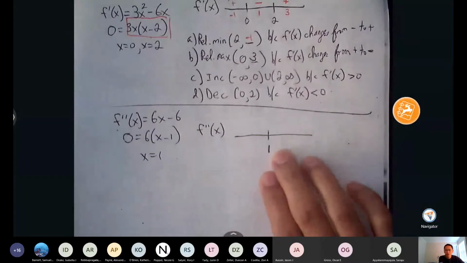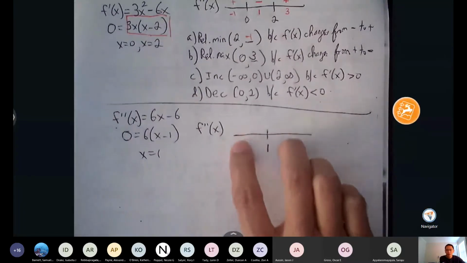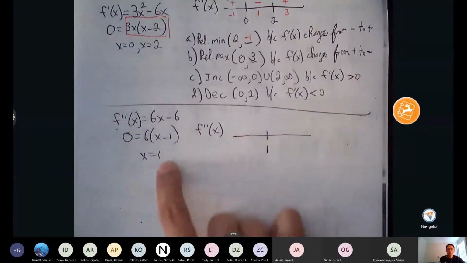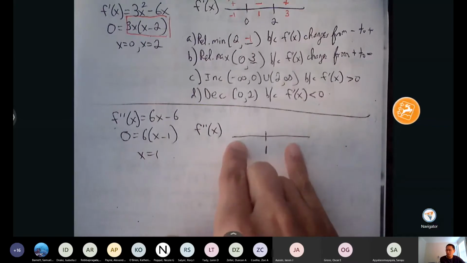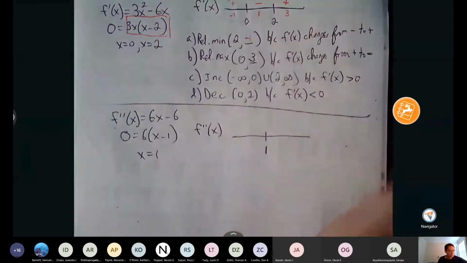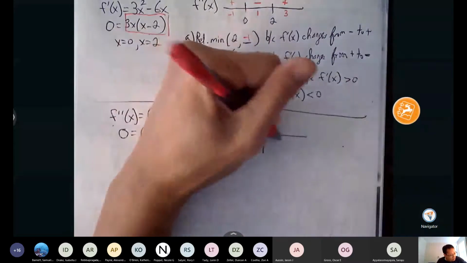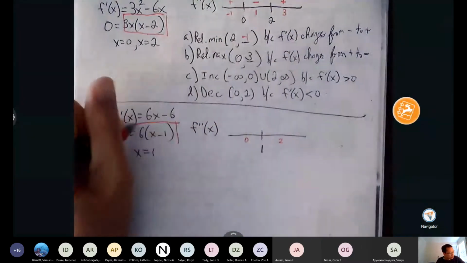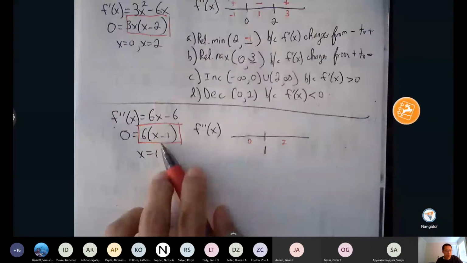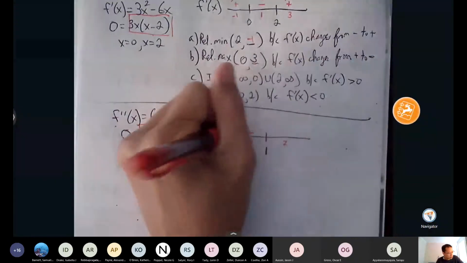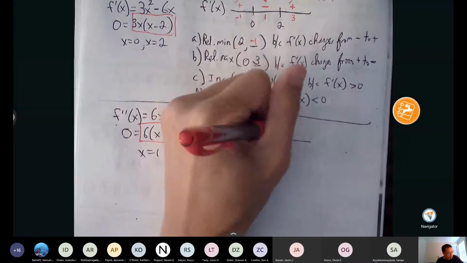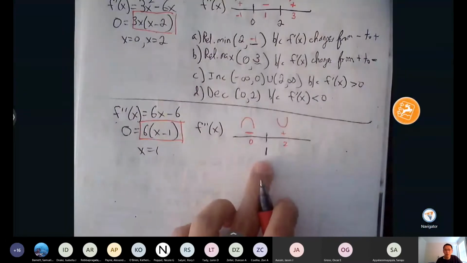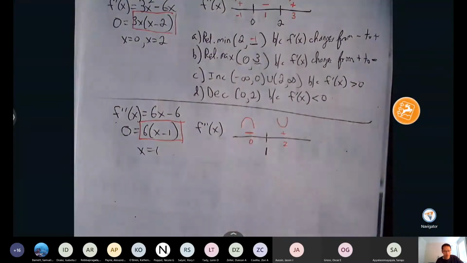So this is the only potential point of inflection, but there has to be a change in sign, right? Just because f double prime is equal to 0 doesn't guarantee a point of inflection. We've got to test the signs. So I'll test 0, I'll test 2 in my factored form. 0 minus 1 is negative, so concave down. Plug 2 in, positive, concave up. There is a change in sign, so there's a point of inflection at x equals 1.